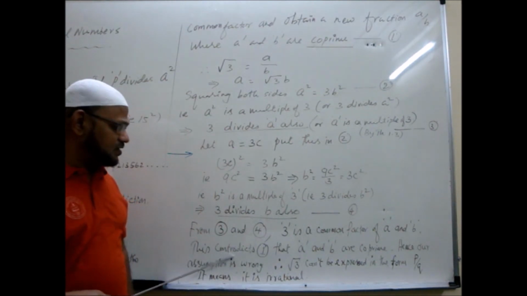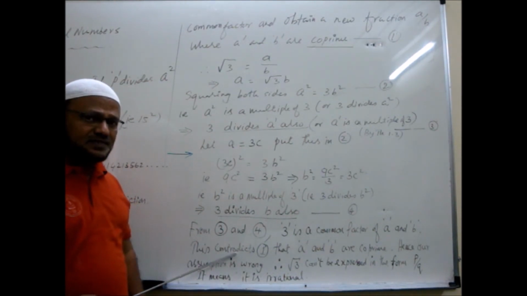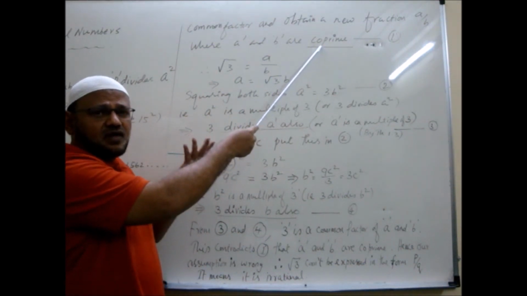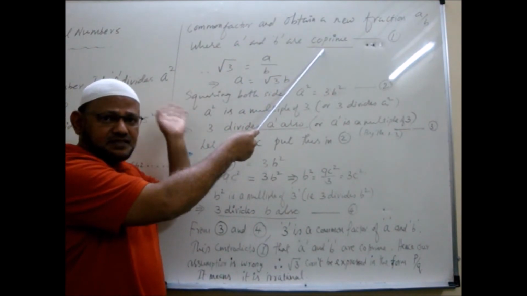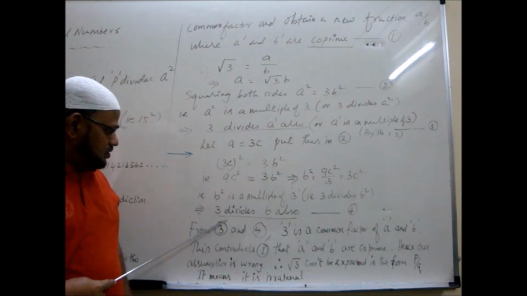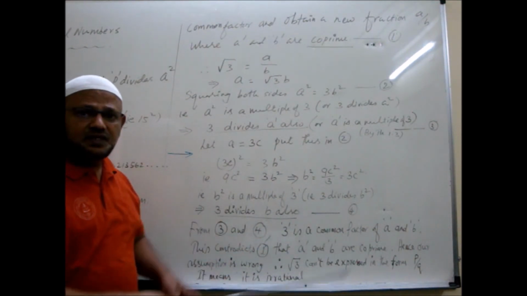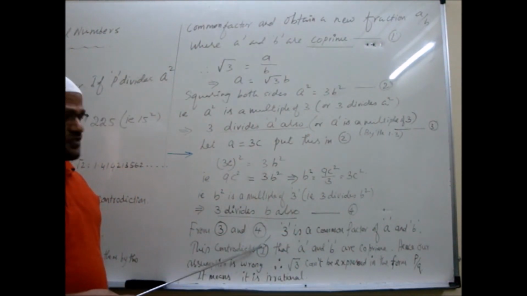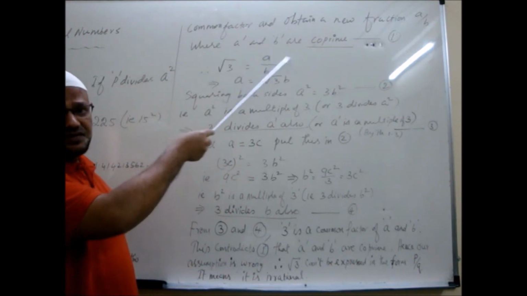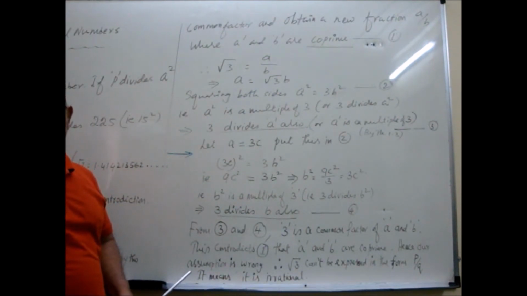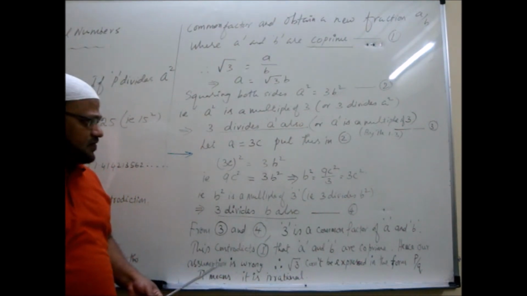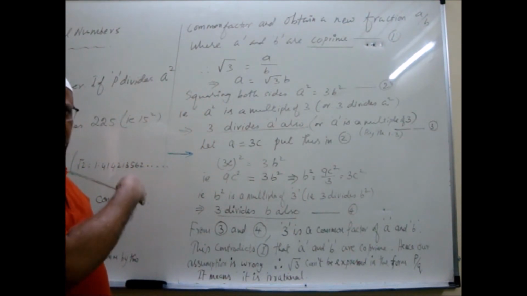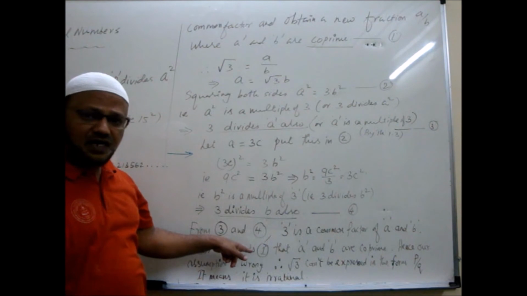Here we say this is a contradiction. What does it contradict exactly? We initially took a and b as co-prime. There is no common divisor for a and b except one. Already it is in simplest form. Now we have brought 3 divides a as well as b, which means 3 is a common divisor of a and b. So this is a contradiction to our previous statement. Why does this contradiction arise? It arises because I have assumed root 3 as p by q, or a by b.